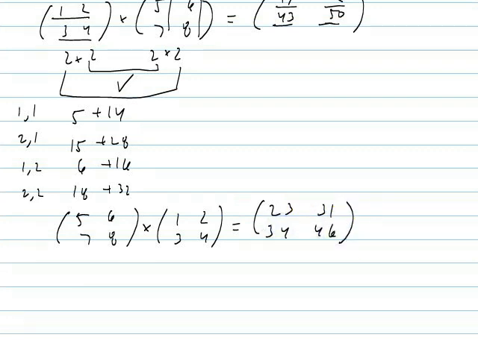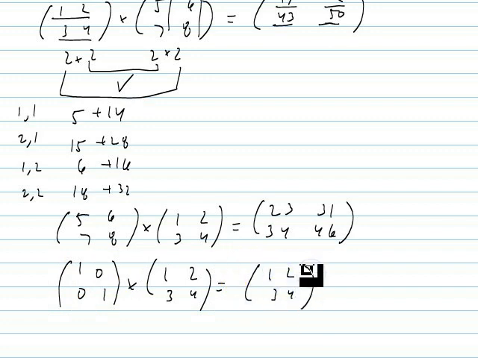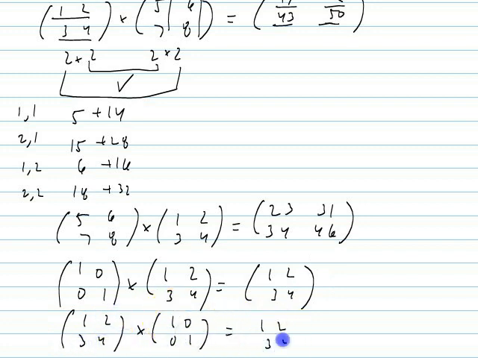The only other thing I want to mention is that there's a very special matrix that has a 1 here, a 1 here, and zeros everywhere else. So the main diagonal going from top left to bottom right is 1s, everything else is 0. It's kind of a funny matrix because when you multiply 1, 0, 0, 1 times 1, 2, 3, 4, you end up getting 1, 2, 3, 4. And that would also happen if I multiplied 1, 2, 3, 4 times 1, 0, 0, 1, I'd also get 1, 2, 3, 4. Well, this matrix has a special name. It's called the identity matrix.